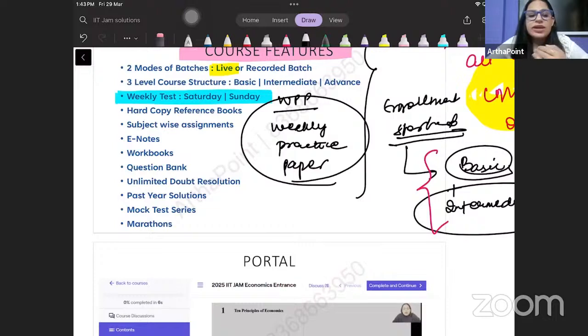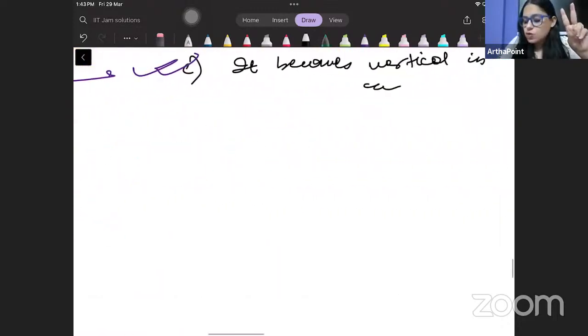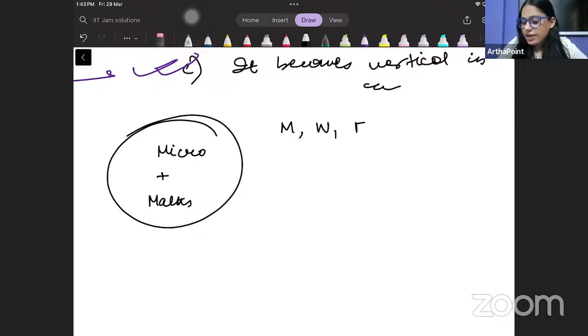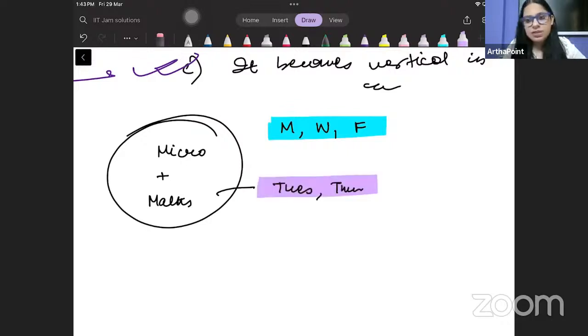So we will be taking a test for the syllabus that has been covered in that week. Okay. Now, in 1 week, you will be covering 2 subjects simultaneously. We will be covering microeconomics and maths alternately. So every Monday, Wednesday, and Friday, we will be covering microeconomics, and every Tuesday and Thursday, we will be covering mathematics.